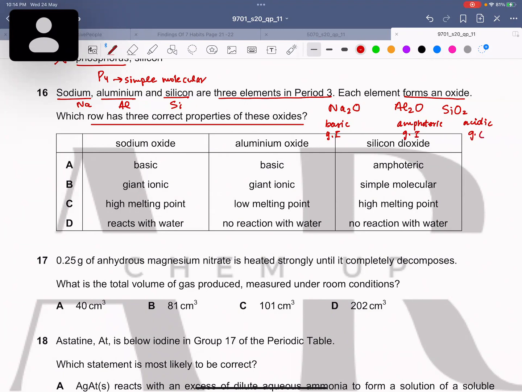Okay, so sodium oxide basic, aluminium oxide basic is wrong, and amphoteric is wrong. So A is not our answer. Metal oxides are basic and non-metal oxides are acidic. Among metal oxides, aluminium oxide, beryllium oxide, and zinc oxide are amphoteric.